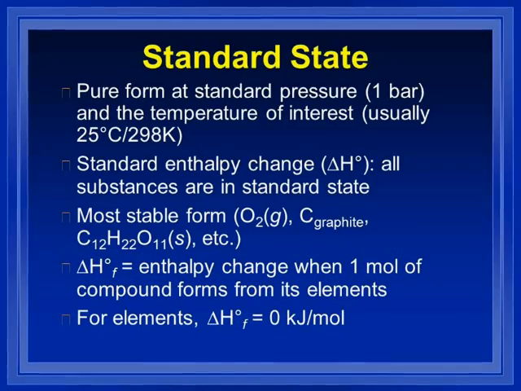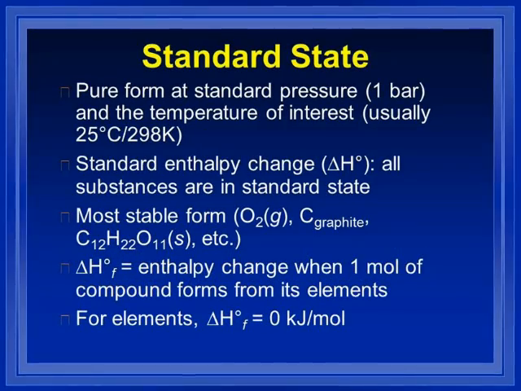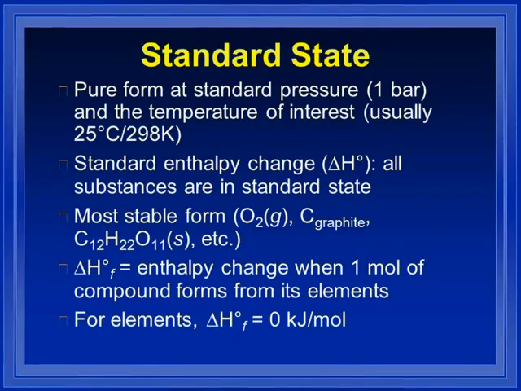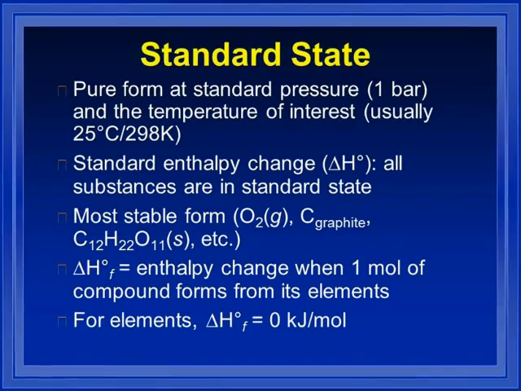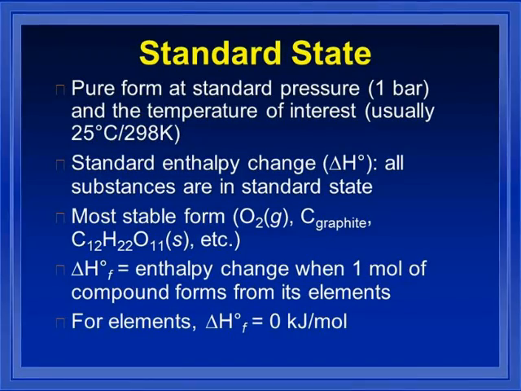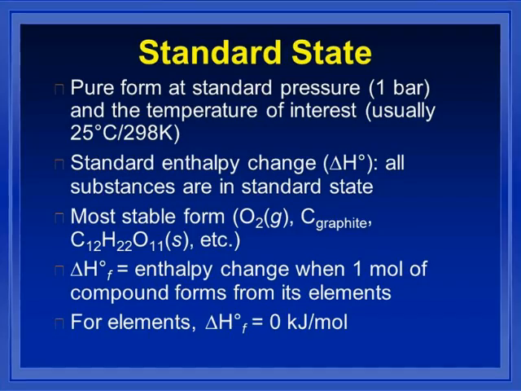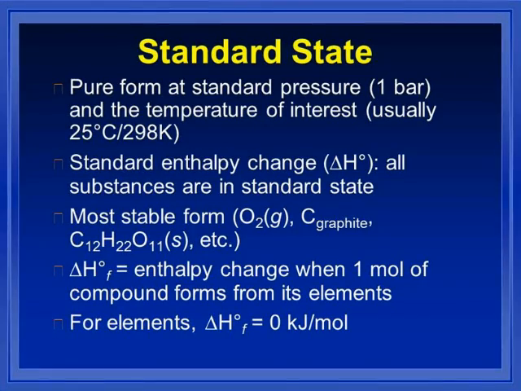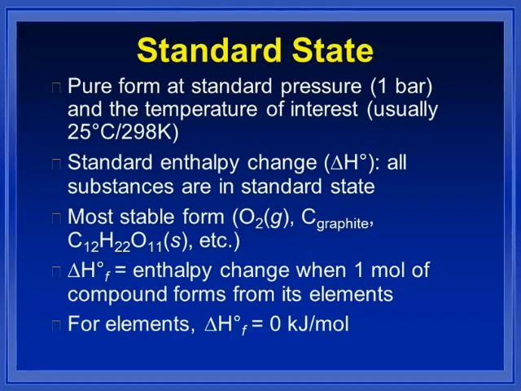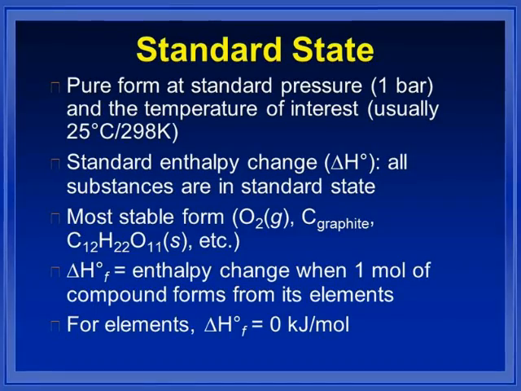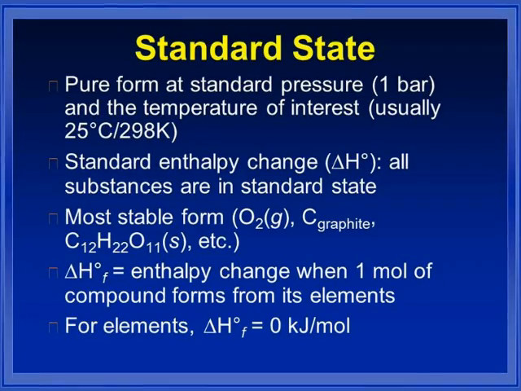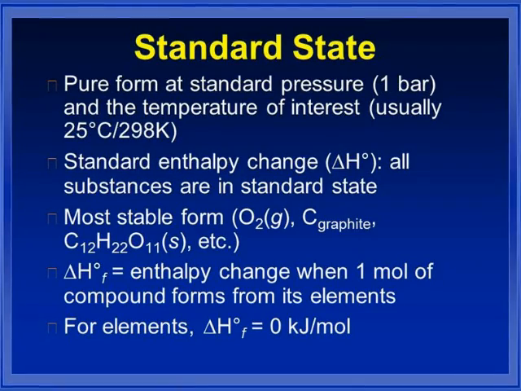Alright, so when we're dealing with these enthalpies, we need to standardize everything. We need to make sure we're comparing things the same way. And so what we've done, as chemists, is define something called the standard state. The standard state is defined as the element or compound in its pure form at standard pressure, which is 1 bar, which is almost 1 atmosphere, and at the temperature of interest, which is usually defined as room temperature, 25 degrees Celsius.